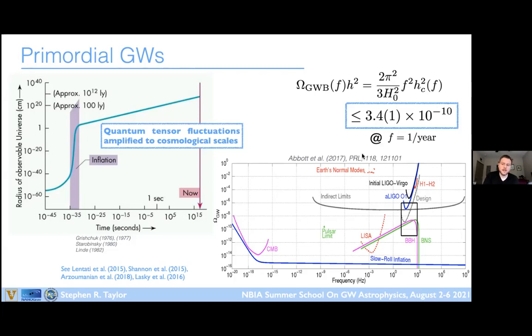And pulsar timing arrays actually have some of the best limits so far. If I just focus in this region here, the star shows the pulsar limit that we currently have, and that corresponds to recent pulsar timing results. And then this is where advanced ground-based detectors will get to over here. LISA will get much, much deeper into possible inflationary scenarios.